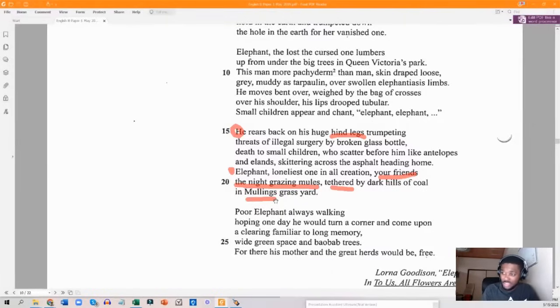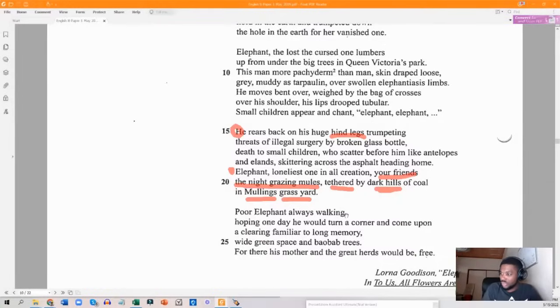So Mullings is the name of a place, I suppose. Mullings Grass Yard is whatever area this park is in, or whatever area the mules are in. And this man is connected to the mules. He shares some kind of relationship with the mules because of this hill, the dark hills. So of course the mules are grazing at night, so the hills are literally dark. But the dark hills that this man is dealing with aren't necessarily the literal hills, but the dark hills might be like the problems, and similar to the crosses mentioned earlier on.